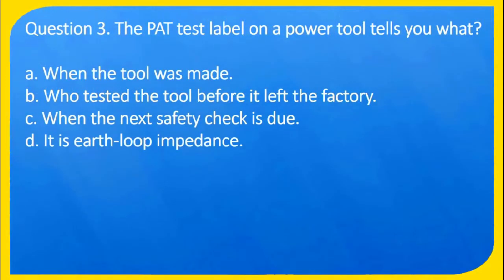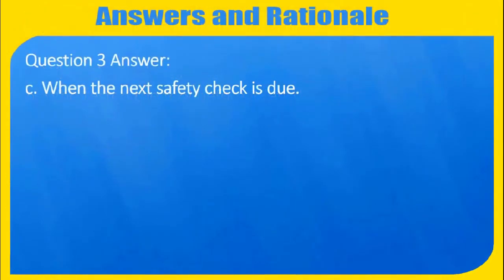Question 3. The PAT test label on a power tool tells you what? A. When the tool was made. B. Who tested the tool before it left the factory? C. When the next safety check is due. D. Its earth loop impedance. Question 3. Answer C. When the next safety check is due.